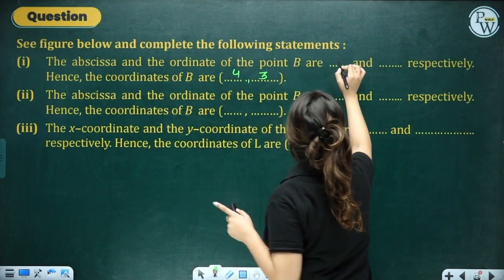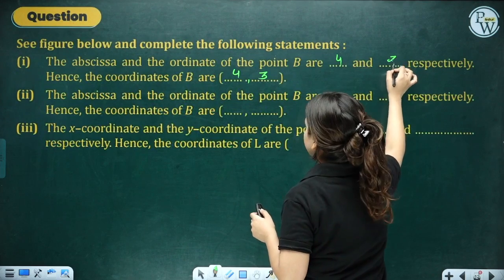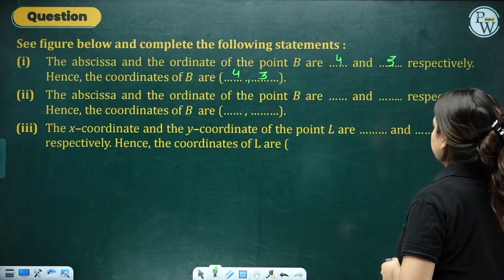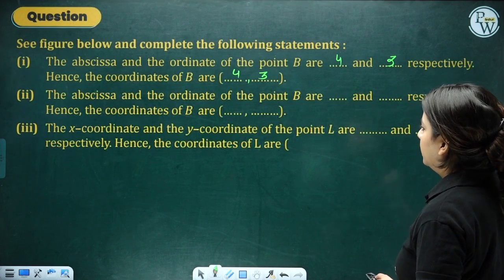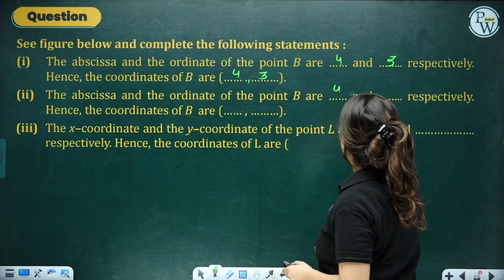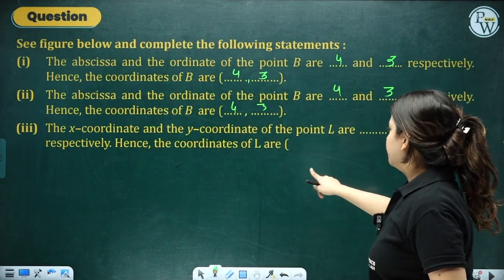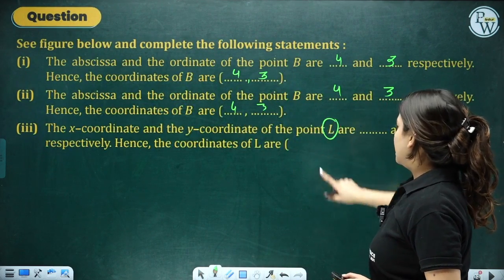So basically the abscissa is 4 and the ordinate is 3. The abscissa and ordinate of the point B are this and this respectively. Hence the coordinate of B, that is the same statement. Again it's 4 and 3, right? 4 and 3. The x coordinate and the y coordinate of the point L are dash and dash.